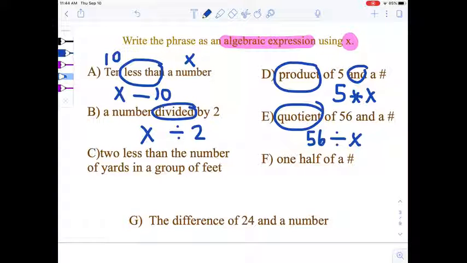Letter F, 1/2 of a number. 1/2 of a number. So I see this word of, which is multiplication. 1/2 can be written as 1/2. Could also be written as 0.5. And then our number is x, so times x.